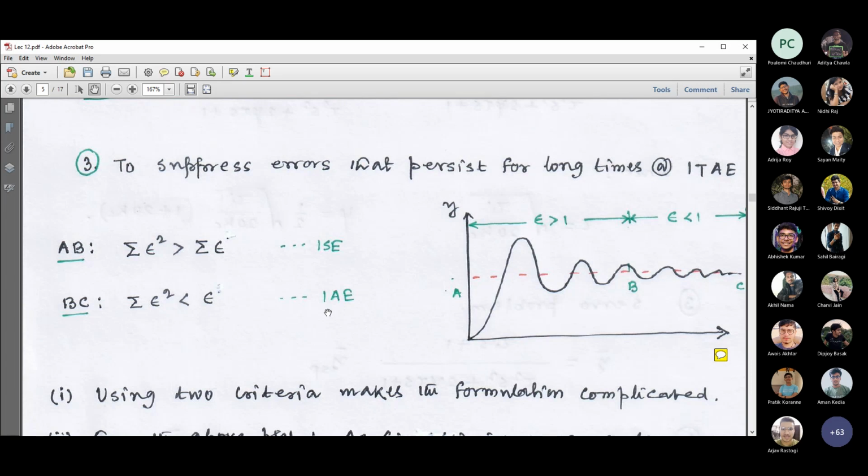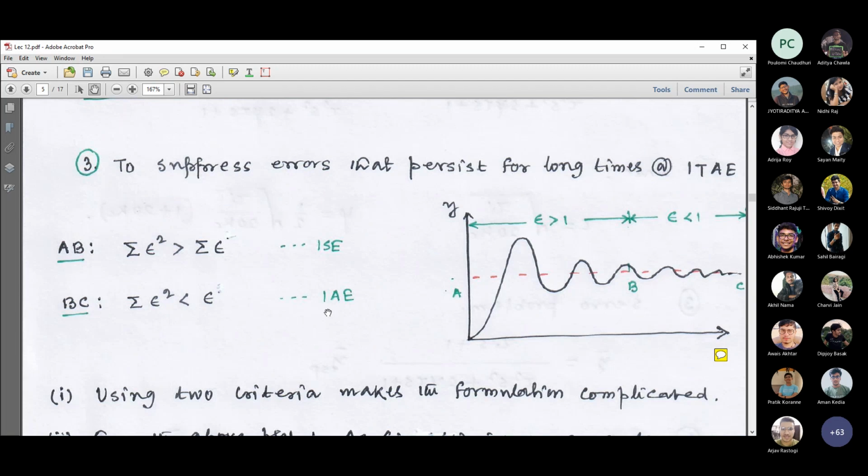So we clearly understand that for segment AB, we can use the ISE criteria, and for segment BC, we can use the IAE criteria. But if we use two criteria for a particular process, it makes the formulation complicated. So that's why we should go for ITAE.